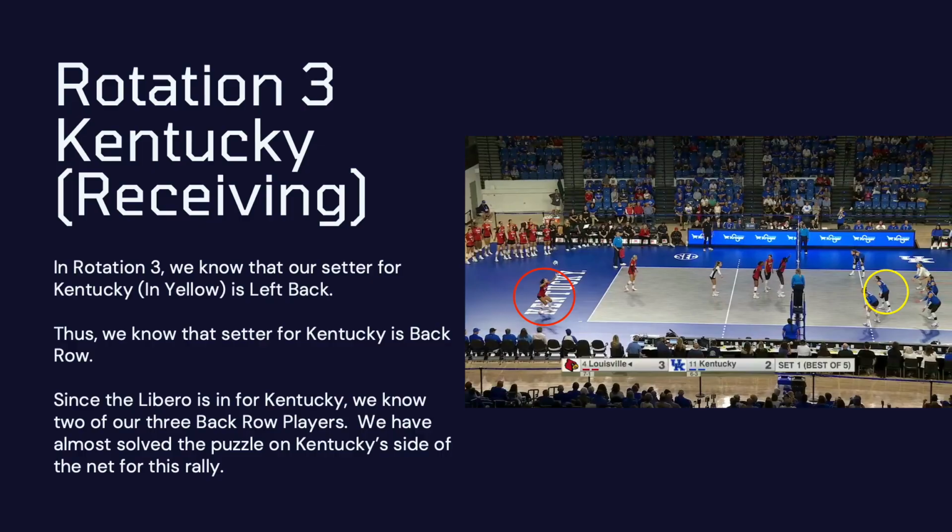Rotation 3, serve receive for Kentucky. In rotation 3, we know our setter, circled in yellow, has to be the left back. Obviously, a left back is a back row player, so our setter is back row. Our libero is also in for Kentucky, so again, we know 2 of our 3 back row players, and we've almost solved the puzzle on Kentucky's side of the net with regards to our back row players for this particular rally.